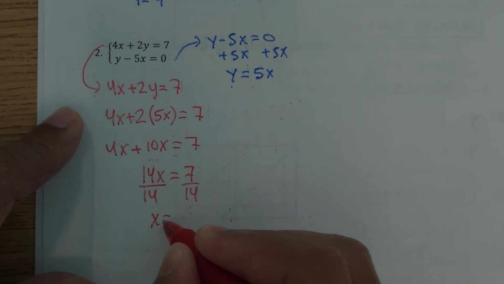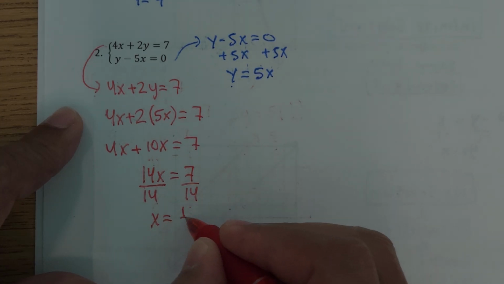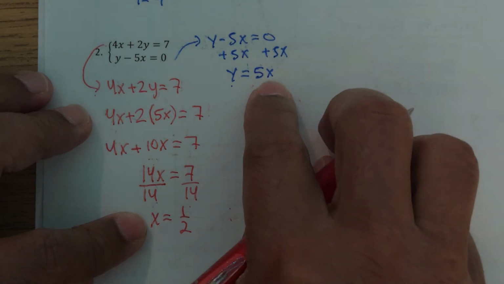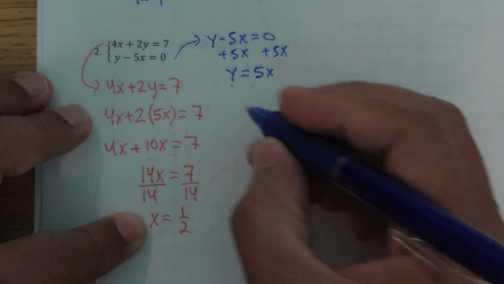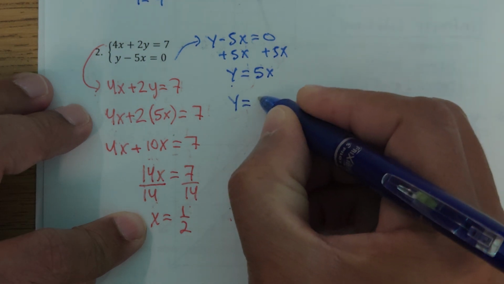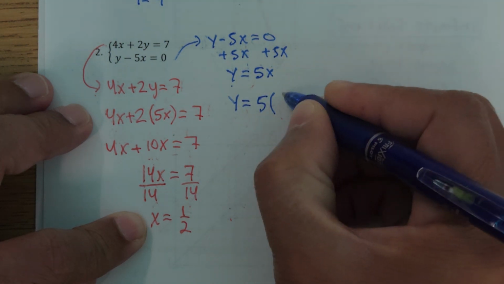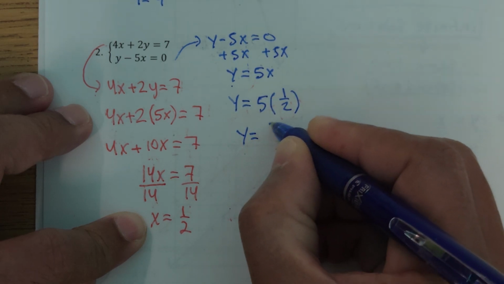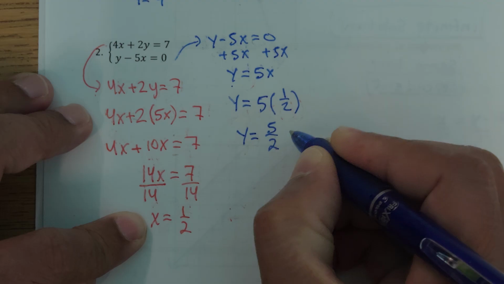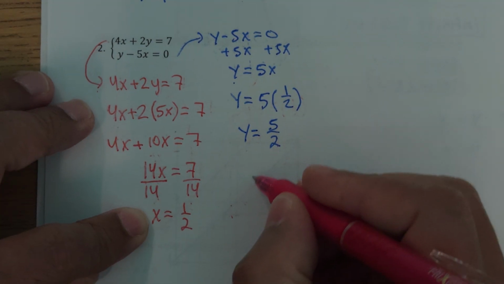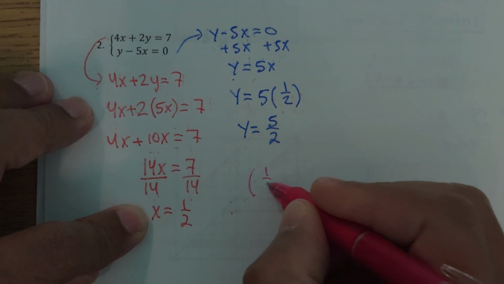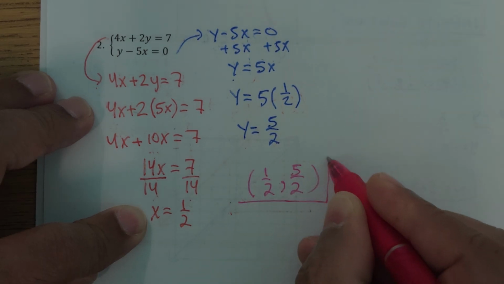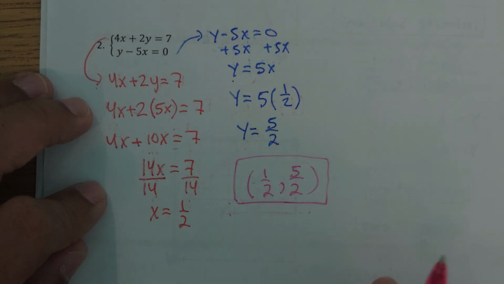So then the solution is x equals, this simplifies to 1/2. So that's the x coordinate. Then I'm going to come to this one here and find the y coordinate. So this is y equals 5, instead of x, 1/2. Okay, which means y equals 5 times 1/2, which is 5/2. So then the point of intersection, or the solution to this system, is where x is 1/2 and y is 5/2. And that's all for example number 2.